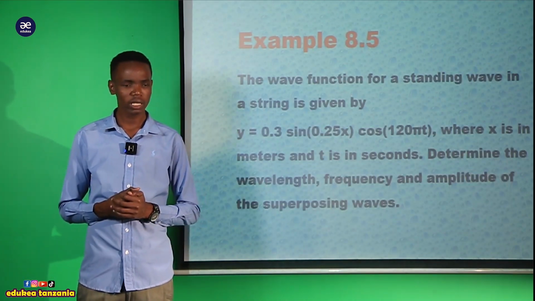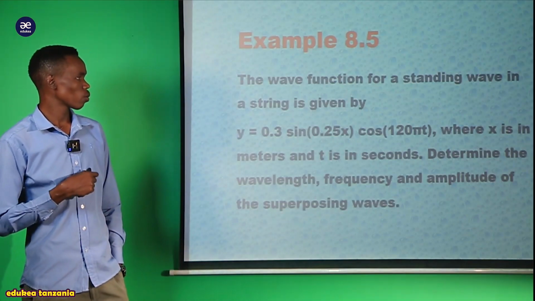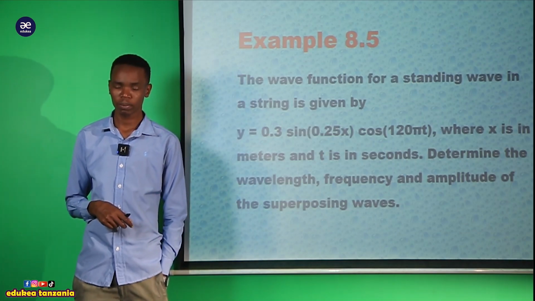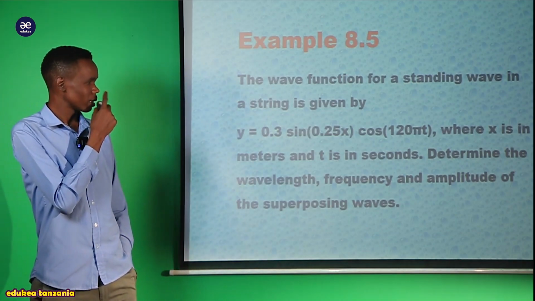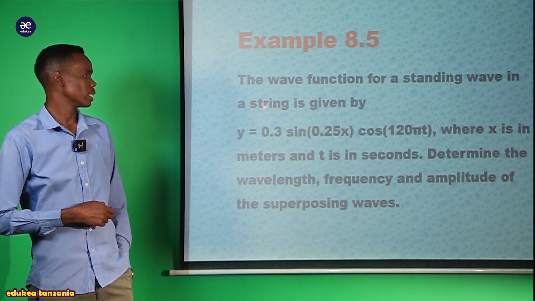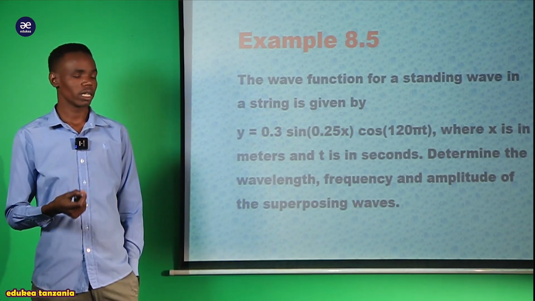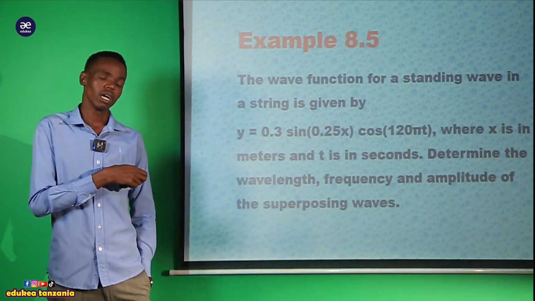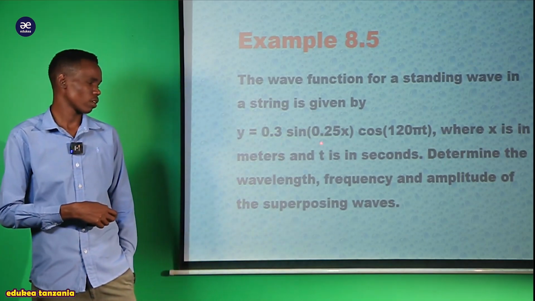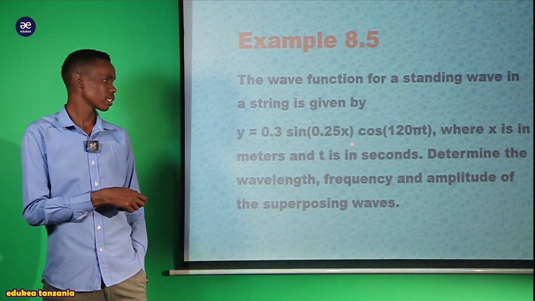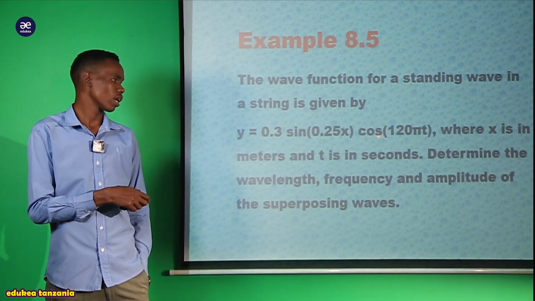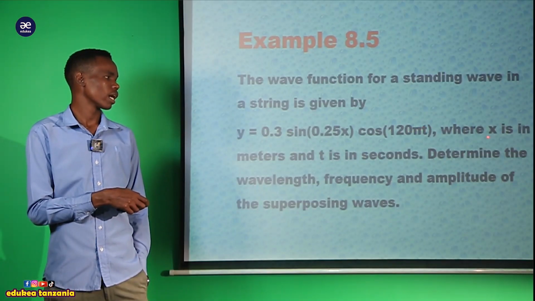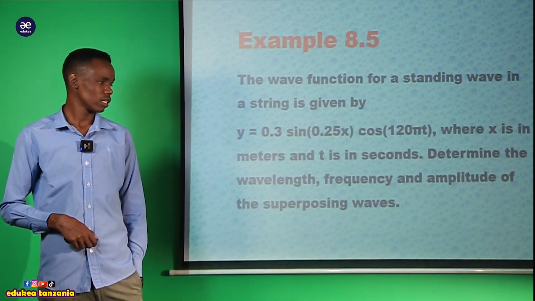So after there, let us try to see another example here. Tujaribu kuangalia mfano mwingine hapa, my dear student, the example number 5 for our topic number 8. And our example said that the wave function for a standing wave in a string is given by this one. We have the wave motion in a standing or stationary wave, which is expressed as displacement is equal to 0.3 sin of 0.25 x times the cos of the 120 pi t, where x is in meter and t is in second.